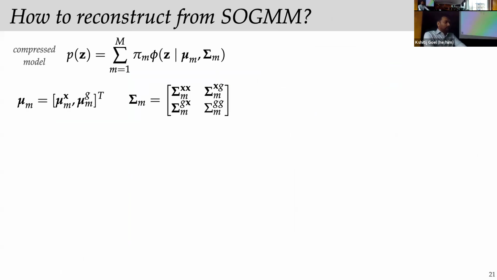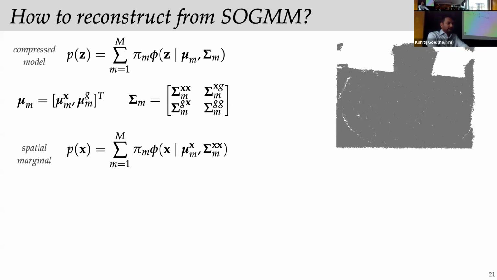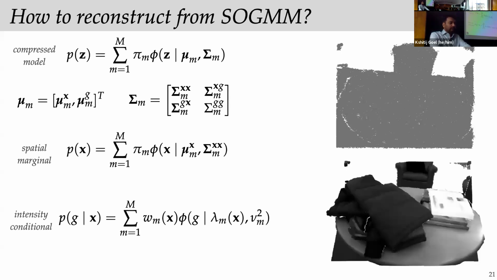Next question is, how do we reconstruct from this model? We have figured out how to compress the point cloud model into a GMM, how do we reconstruct from it? So the compressed point cloud model is a 4D GMM. We take a spatial marginal out of it and densely sample it to get 3D locations. And then using these 3D locations, we take the intensity conditional and calculate the intensity reconstruction. So this process is quite straightforward once the Gaussian mixture model is constructed.